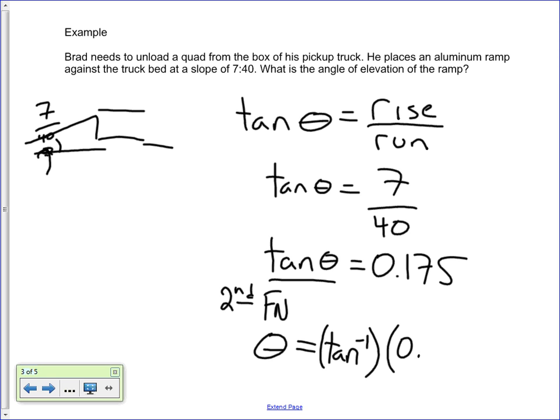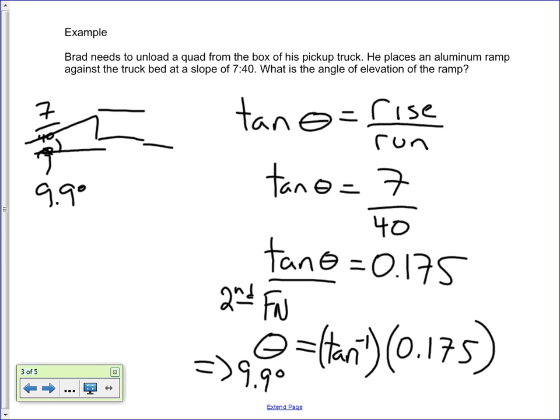And you're going to take that of 0.175. When you take that number on your calculator, you will get an answer of about 9.9 degrees. So that means the angle of elevation for our truck bed on the ramp is 9.9 degrees.